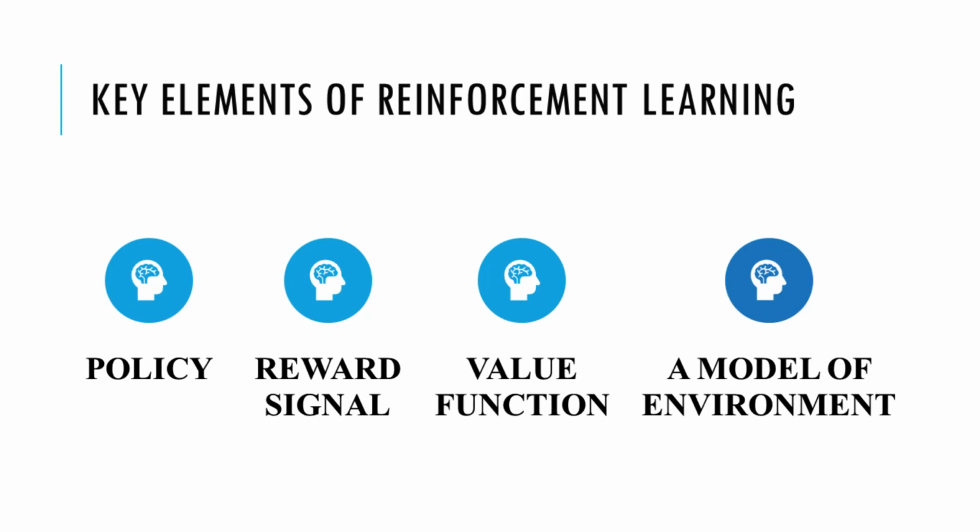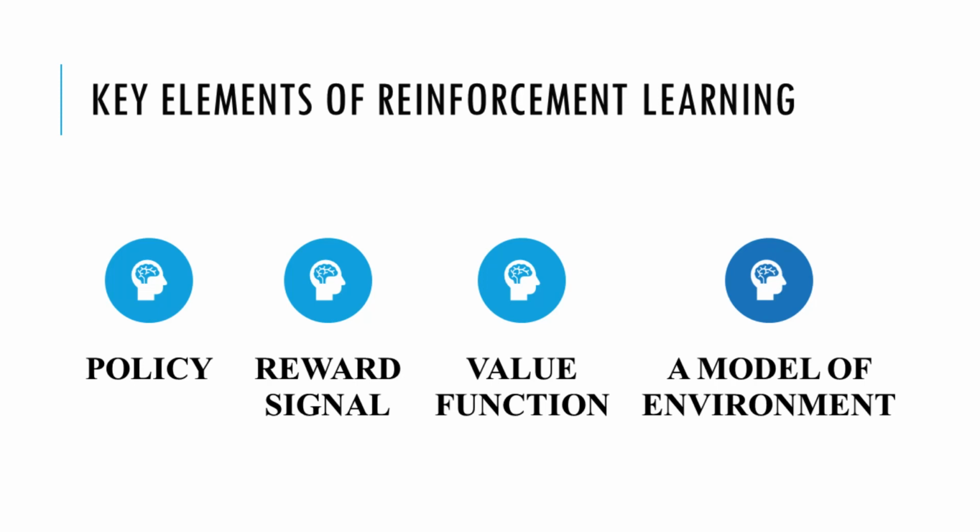The fourth and final element of some reinforcement learning systems is a model of the environment. A model of the environment is something that mimics the behavior of the environment, or more generally, that allows inferences to be made about how the environment will behave. The model can be used for planning and decision-making, allowing the agent to simulate possible future trajectories and select the optimal action. The model of the environment can be represented in different ways, depending on the nature of the problem and the available information about the environment.